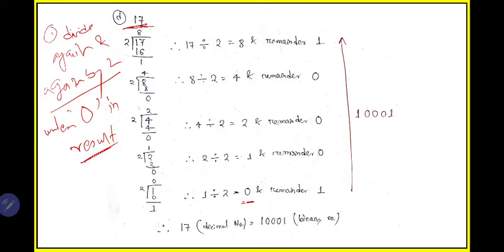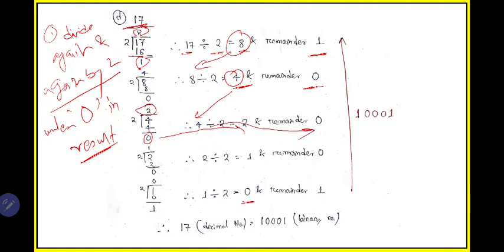So start dividing 17 by 2. If you divide 17 by 2, the answer is 8 and the remainder is 1, written on the right side. Then divide this result by 2 again. 8 by 2 is 4, 8 minus 8 is 0, remainder is 0 and your answer is 4. Divide this 4 again by 2. 4 by 2 is 2 and 0 will be your remainder.